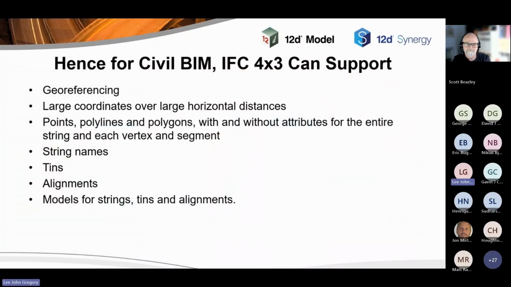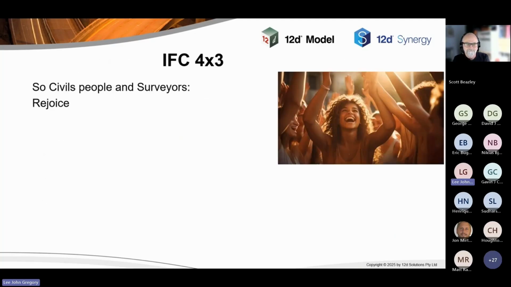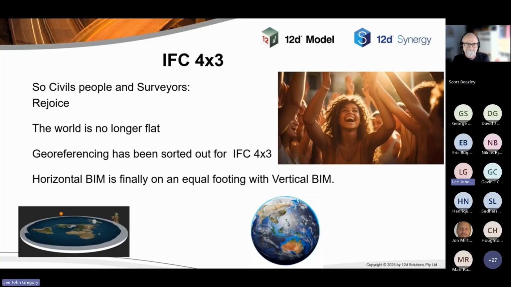So for civil, you have your general georeferencing, large coordinates, all the things you need for strings, names, alignments, TINs, and you can actually have models as well. So for you guys in civils and surveyors, you can finally rejoice. The world's no longer flat. Horizontal BIM is finally on an equal footing with vertical BIM.